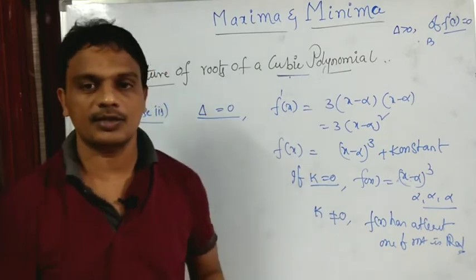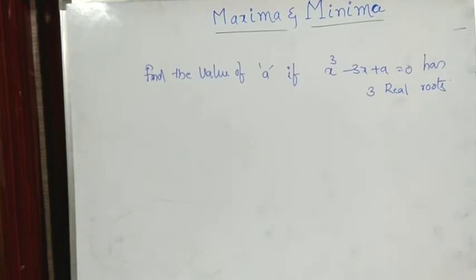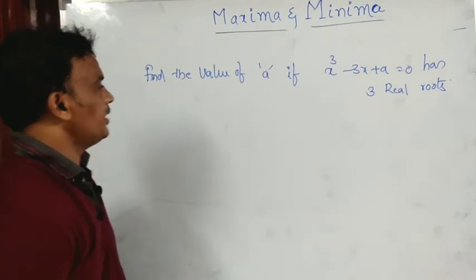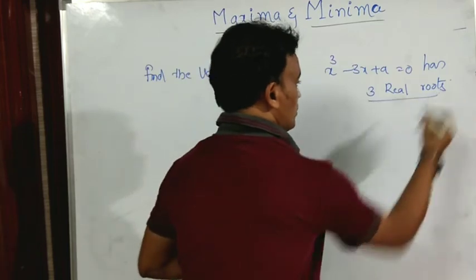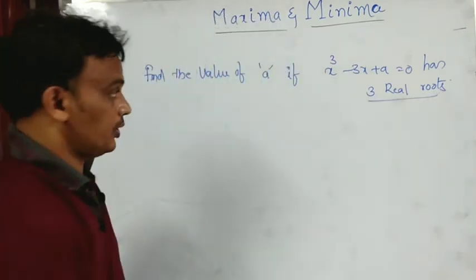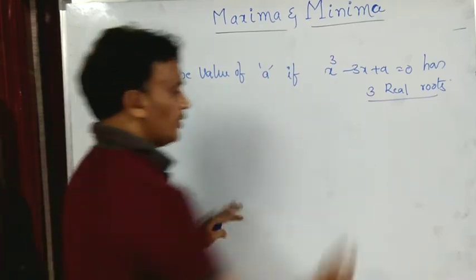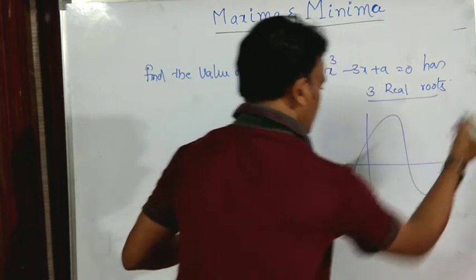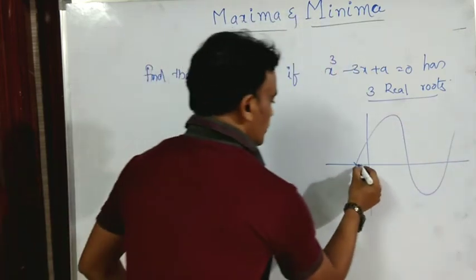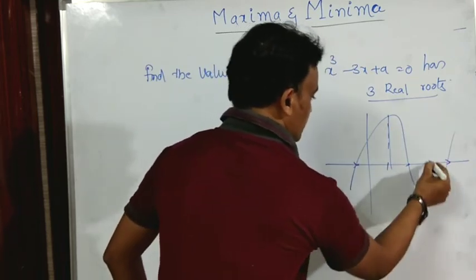Let us discuss one problem. Find the value of small a if this cubic polynomial has 3 real roots. Just now we discussed the case when 3 real roots are given. The graph cuts at 3 distinct points, like this. So here, please find the stationary points.